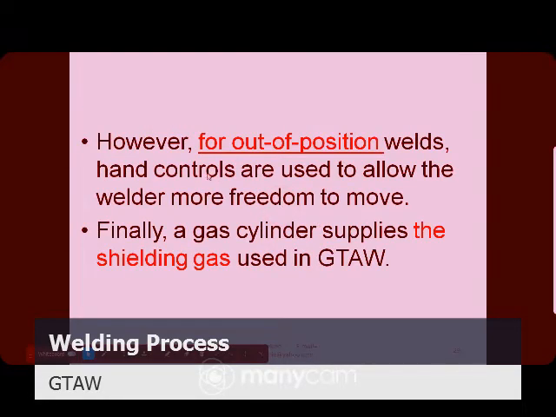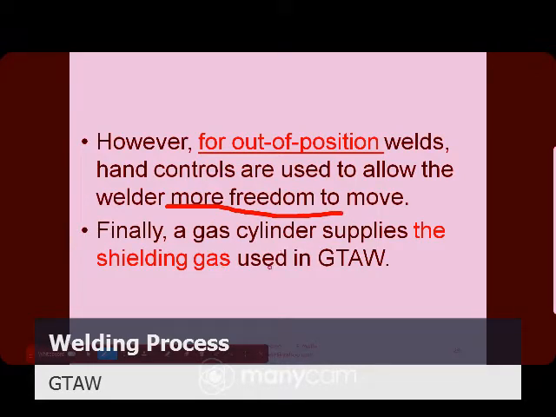However, for out of position welding, as we already discussed, if it is impossible to weld by sitting, it's important to use hand control. Hand controls allow the welder more freedom to move, especially in site welding. In site welding, it is important to use these types to get more freedom, maybe in the outward position.